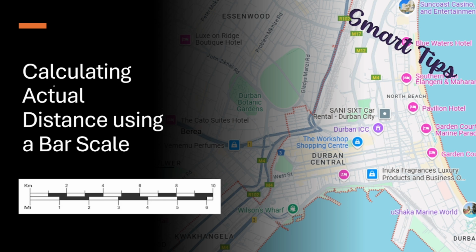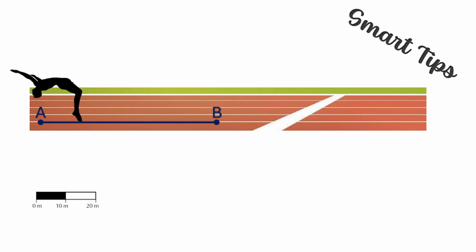In this lesson, we're going to calculate the actual distance using the bar scale. Let's say we have Keith somersaulting from point A to point B, and then we're given the bar scale. The instruction is: calculate the actual distance from point A to point B using the bar scale.